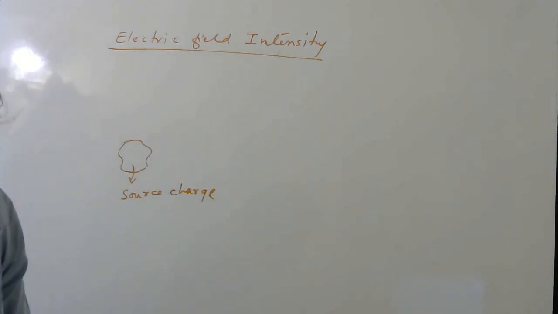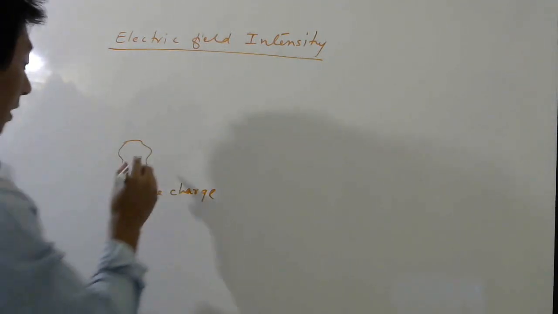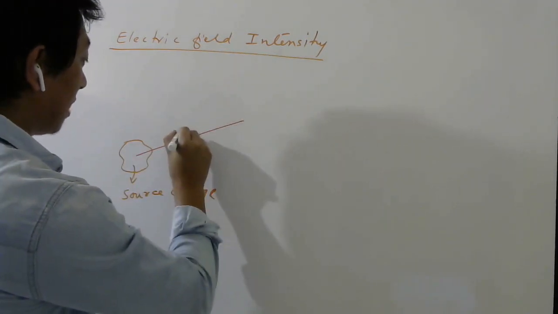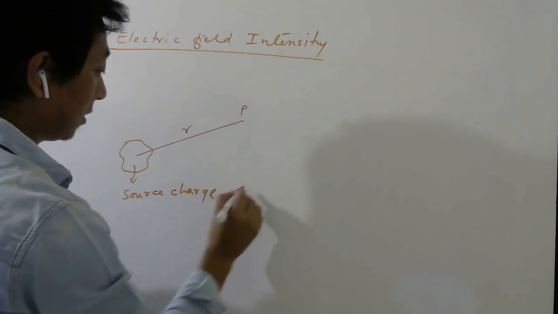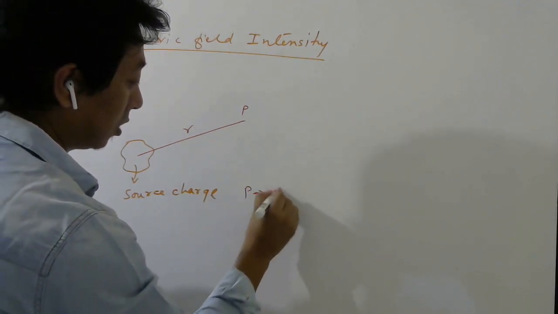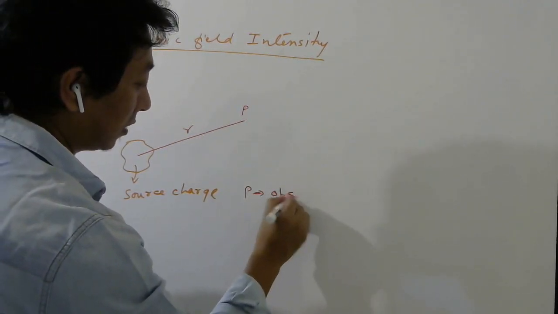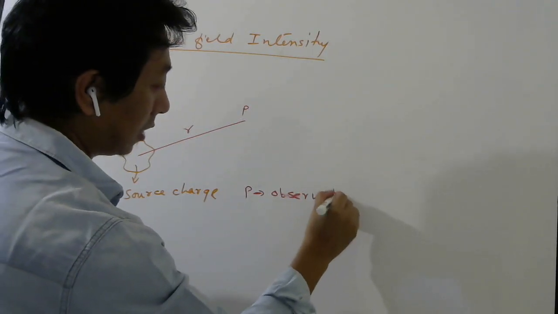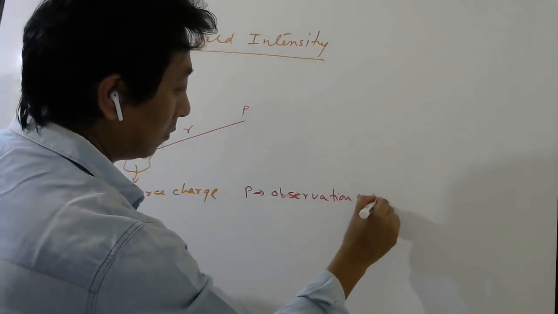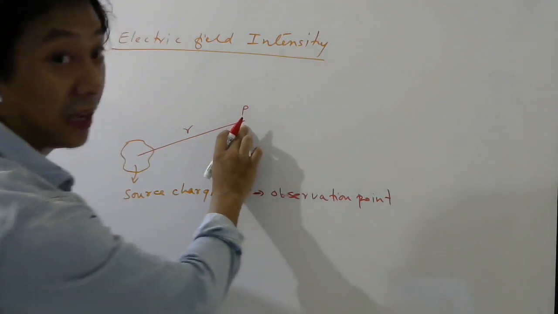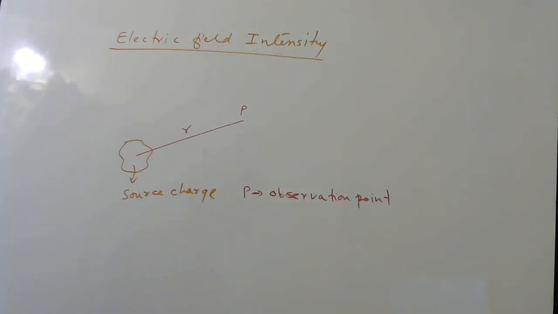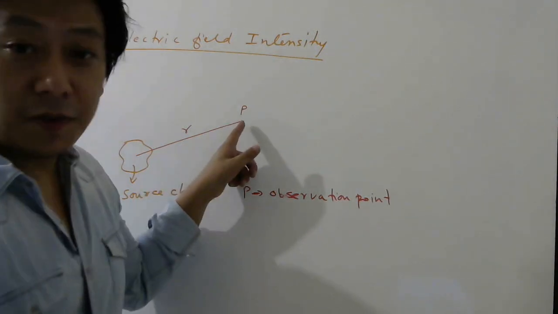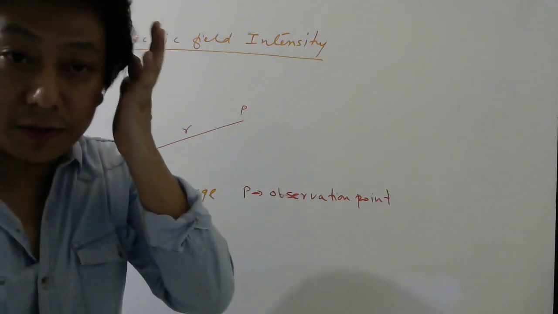So I want to know what the electric field is at some distance r from this source charge, at a point P. P is called the observation point. Why? Because this is the point where we will observe the electric field produced by this charge. So I want the electric field at this point due to this charge.